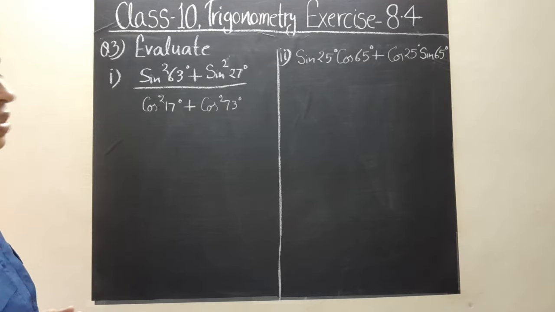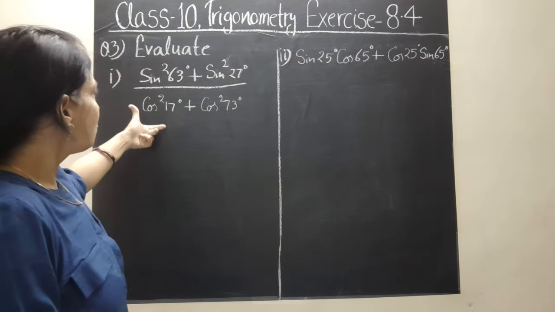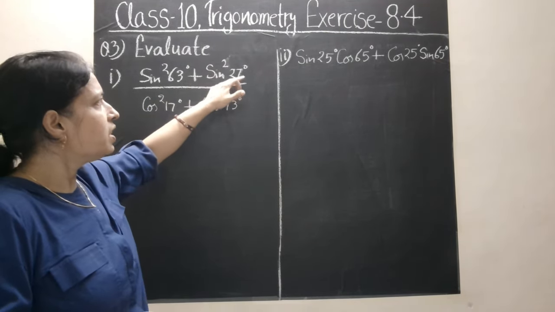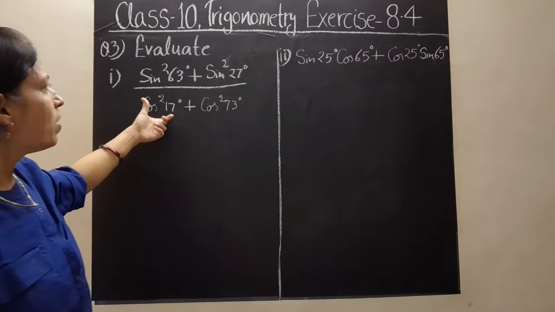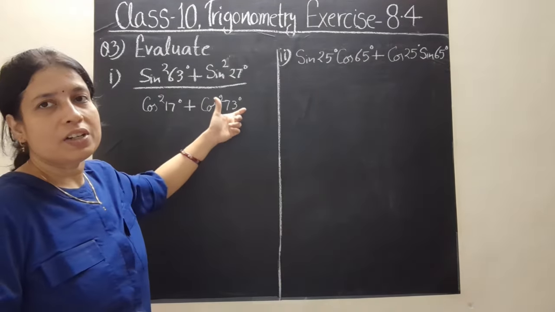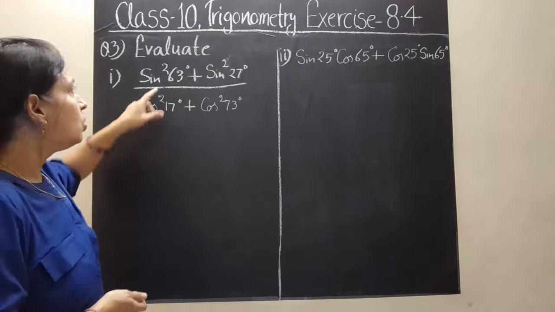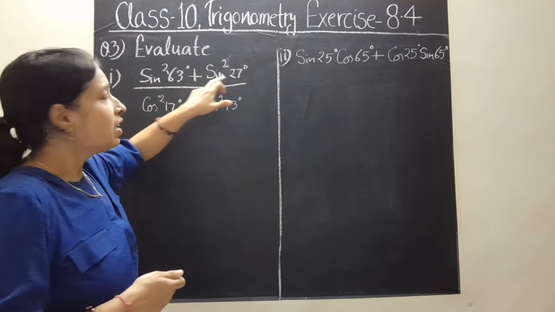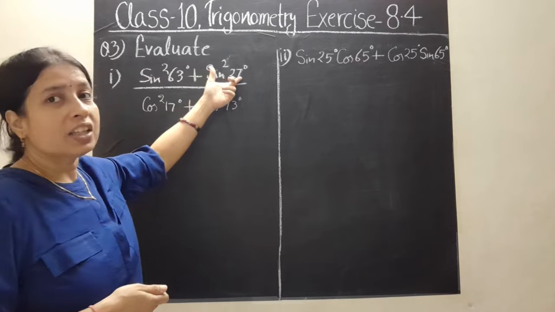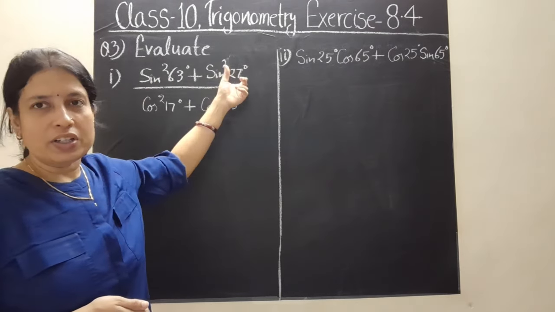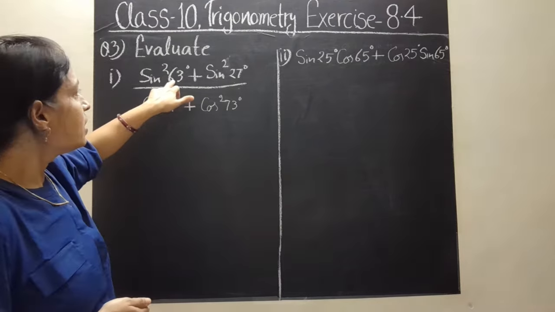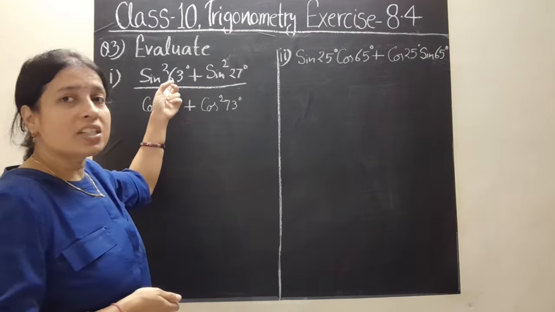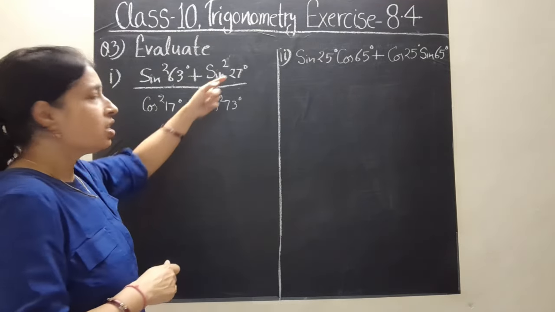So let us see our third question. It is evaluate: first part is sin square 63 degree plus sin square 27 degree divided by cos square 17 plus cos square 73 degree. Here we don't know the value of 63 and 27. So we will try to make both the angles same, either 63 or 27. So you can see that 63 plus 27 is equal to 90 degree. So in place of this 63 we can write 90 minus 27.